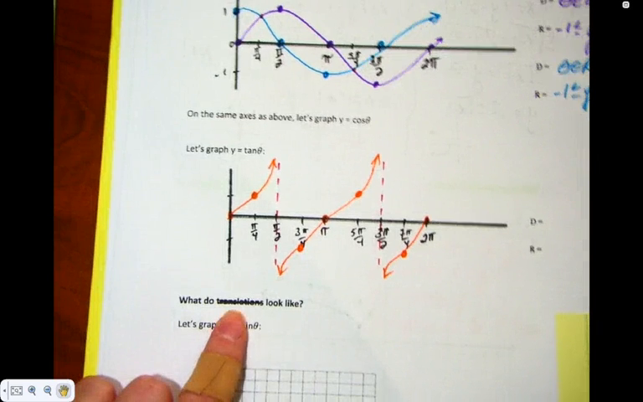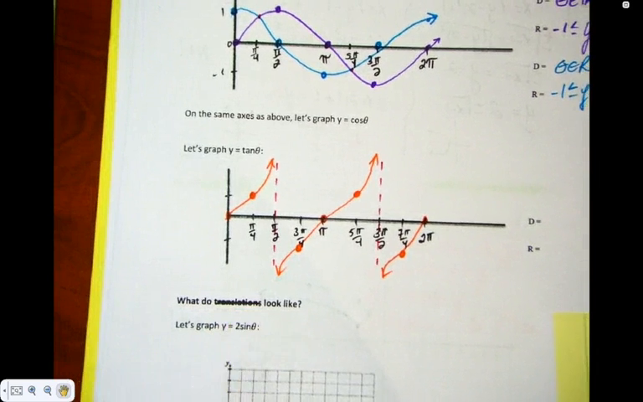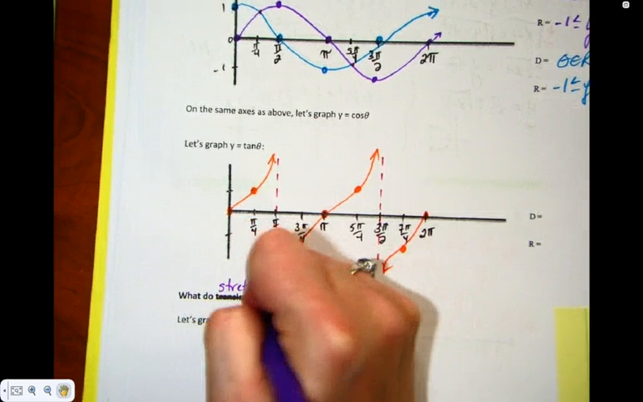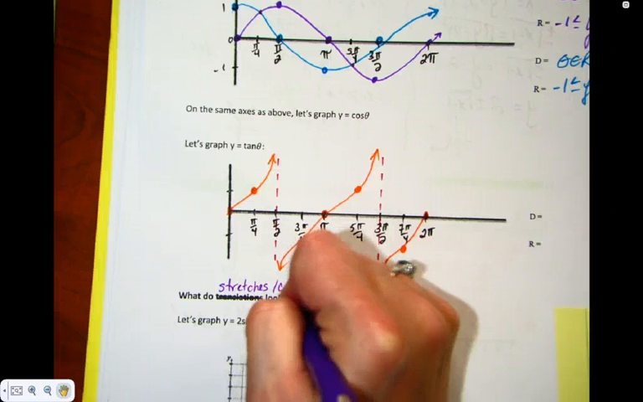We can stretch them. We can reflect them. We can translate them. So I just want you to make a change. I put a typo here. That shouldn't be translations. It should be stretches, compressions, because we're going to do them first.